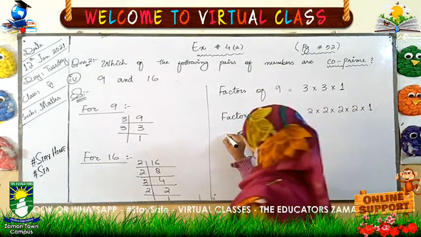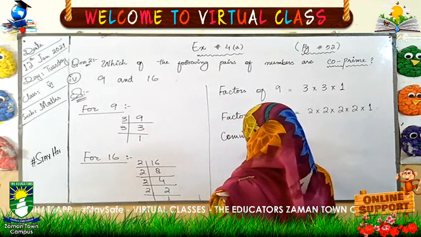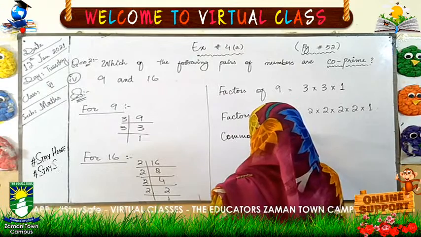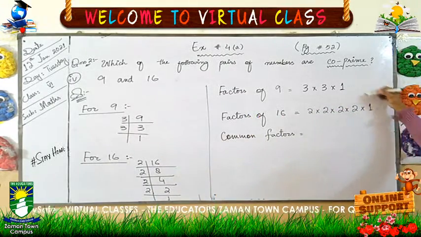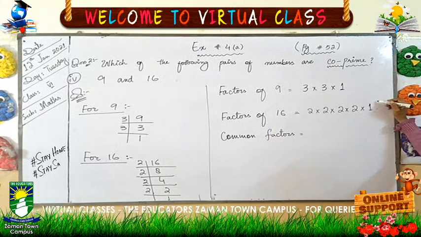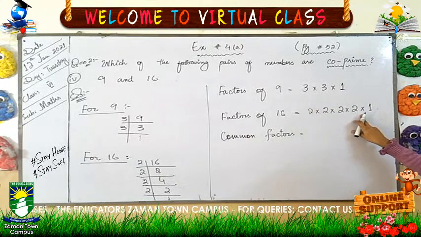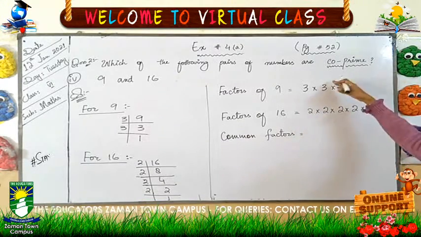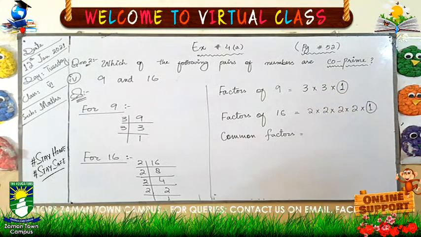Then what do we have to write down? We have to write down the common factors. What is common in both? Is there a factor which is common in both? 3? No, we do not have 3 in the other answer, and we do not have 2 in this answer as well, but we can see that we have a common factor which is 1.